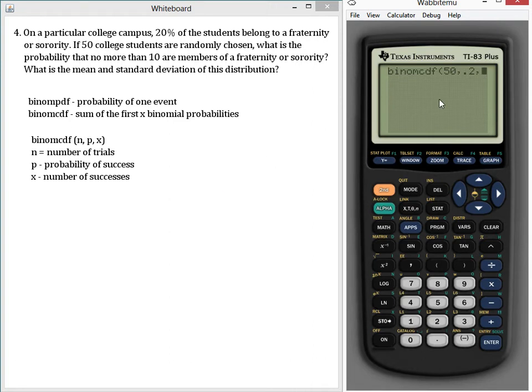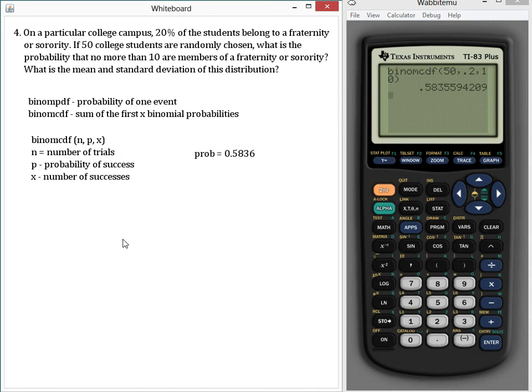Now the nice thing about the Binomcdf function is it starts counting with 0, and then it goes up to the number provided here. So we want to just put in 10 as the last input, because then it will basically run Binompdf for 0 successes, for 1 success, for 2 successes, and so forth, all the way up to 10, and add all those results for us. So the probability here is 0.5836.